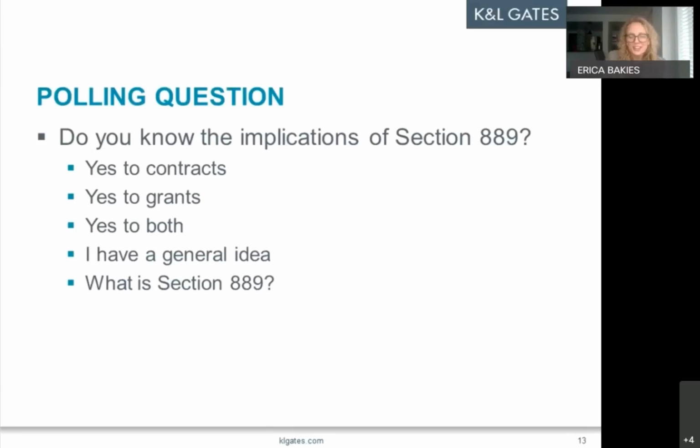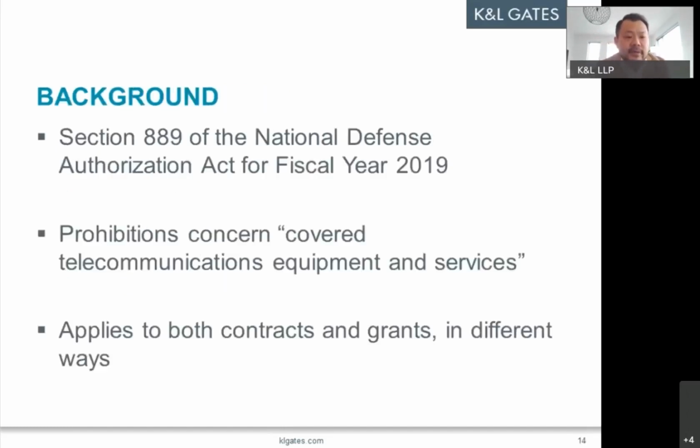Okay, so the results are: one person said yes to contracts. Nobody answered yes to grants. Okay, it's good to know. Yes to both, we got about 7 responses. We got the most responses for yes, I have a general idea, about 8 people. And then we have about 5 or so in the audience who would like to know more about 889 and what it entails in all its glory. All right, thank you. Next slide, please, Erica.